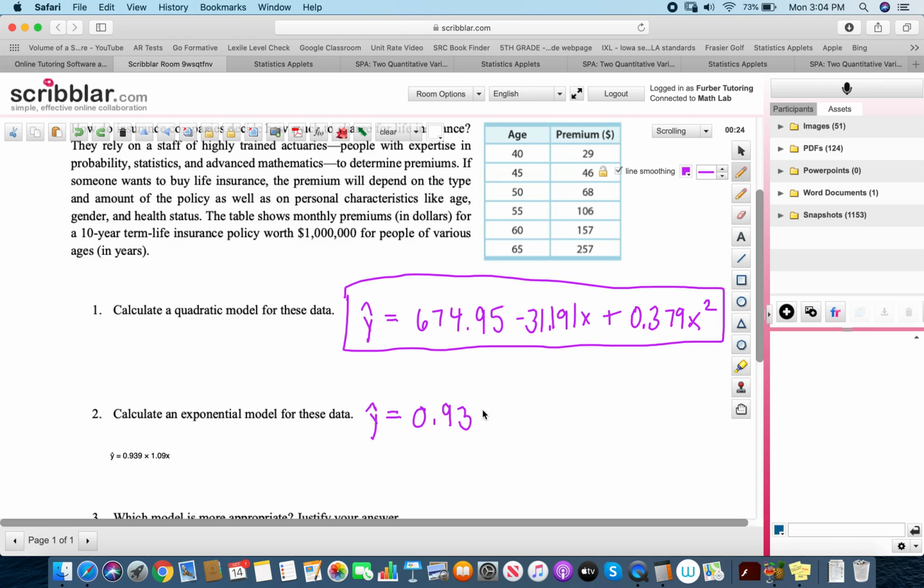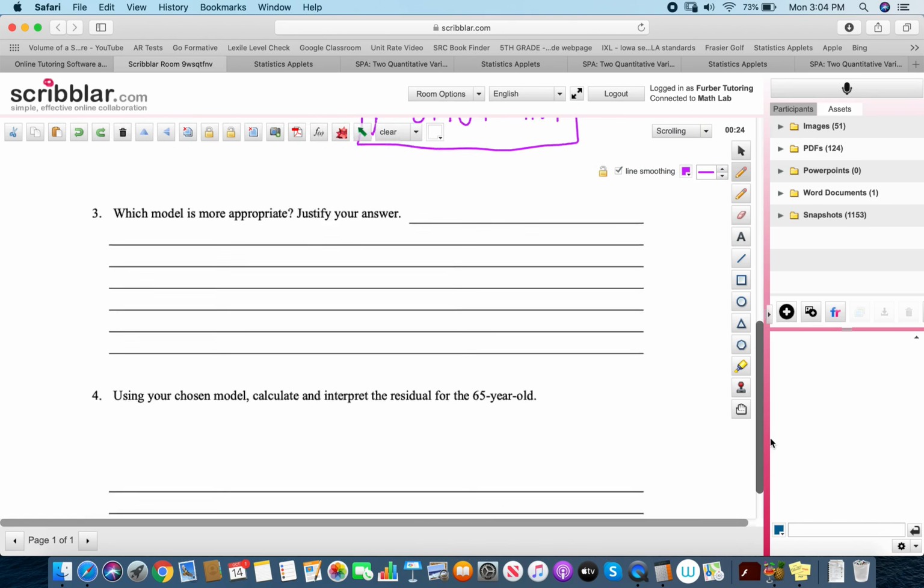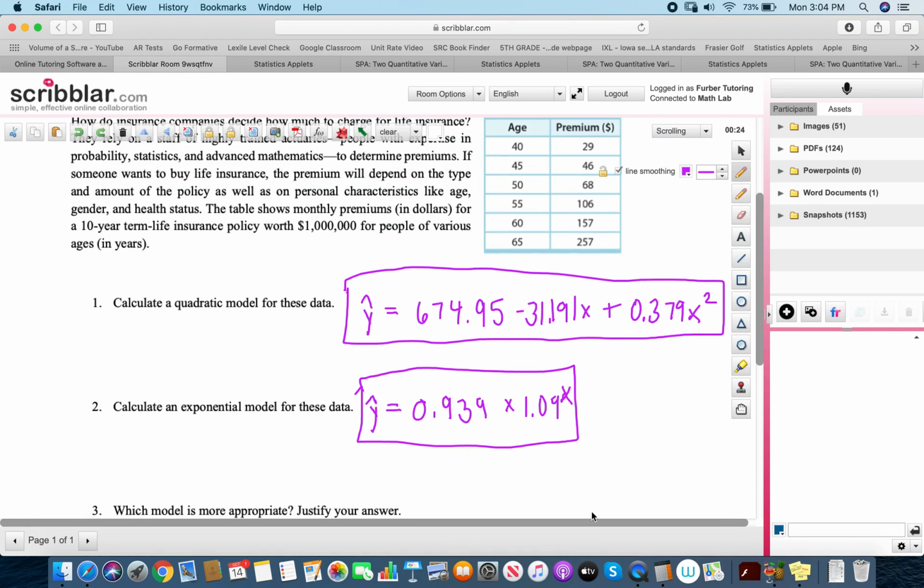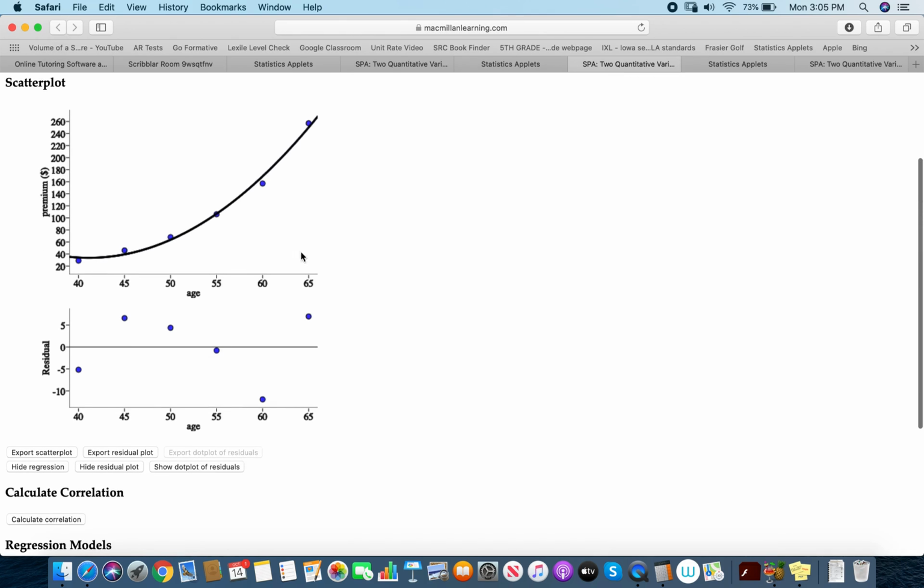0.939 times 1.09 to the power of x. So it's the exponent up there. Okay, so now I've got my two models. On the actual lesson app, it asks you to draw those residual scatter plots, but I just figured as long as you have them open, you can compare the two. So I'm going to look at each one, and let's see if we can take a screenshot. I'm going to remember how to do it.